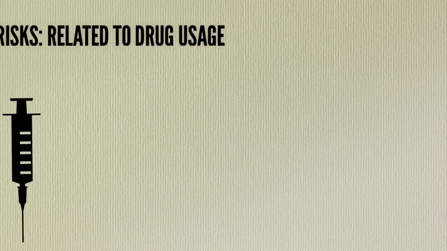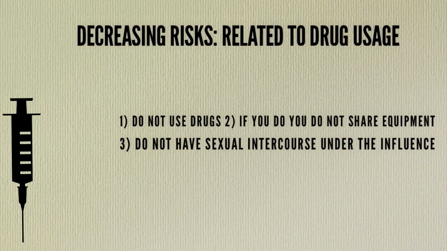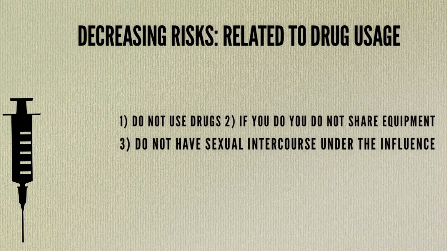Related to drug use, basic risk reduction rules are: 1. Do not use drugs. 2. If you do use drugs, do not share equipment. And 3. Do not have sexual intercourse when under the influence of any drug, including alcohol, that impairs decision making.